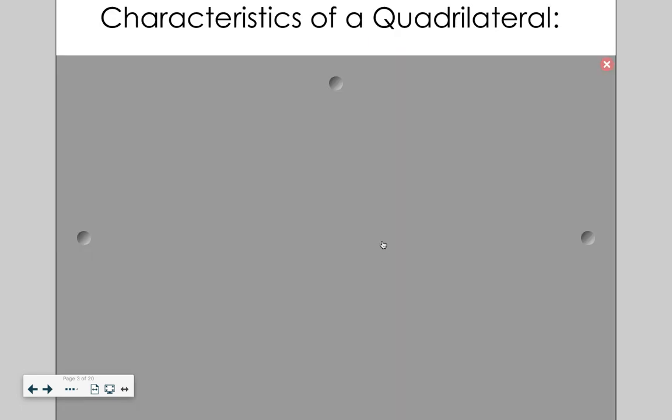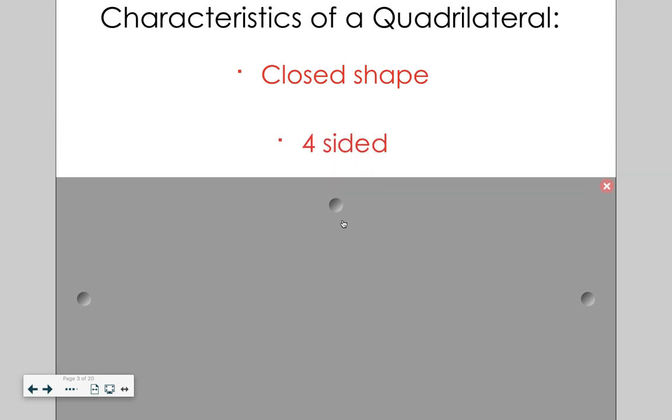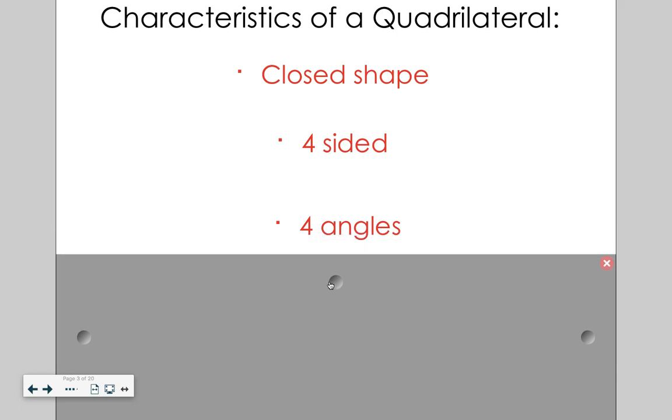So what are the characteristics of quadrilaterals? One is that they are closed. That's what I just talked about. There's no gaps and open spaces. The next is that they are four-sided. If you look at the word quad, you might think about a quad like a motor vehicle that has four wheels, right? A quad means four. There's also four angles in each of these shapes.